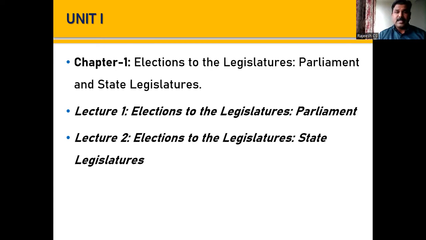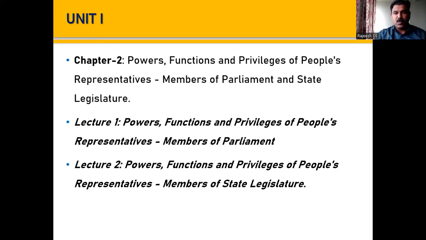Lecture 2 deals with the elections to the state legislature. At the national level, we have seen that you have the Lok Sabha, Rajya Sabha, and President as three core component institutions. But when it comes to the state level, you have a governor, chief minister, and others. All those aspects will be covered in Unit 1, Chapter 1 under Lectures 1 and 2.